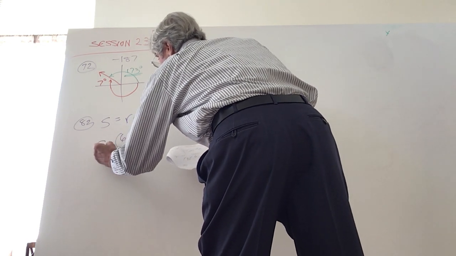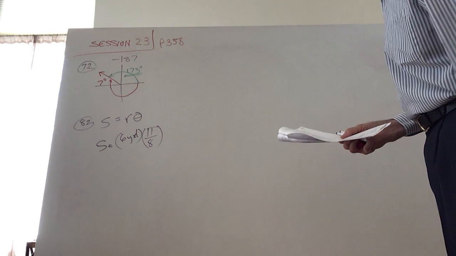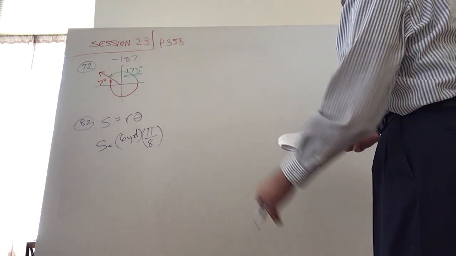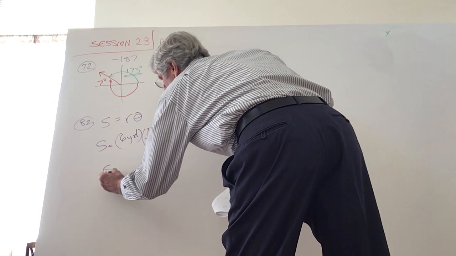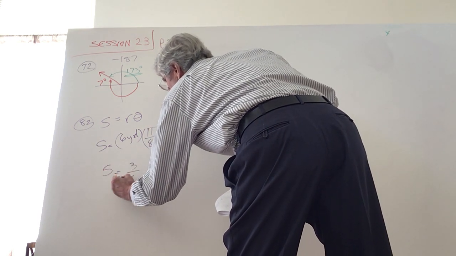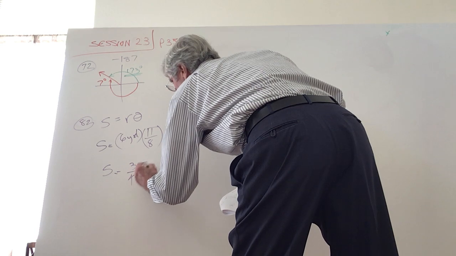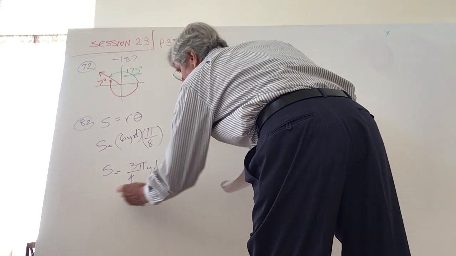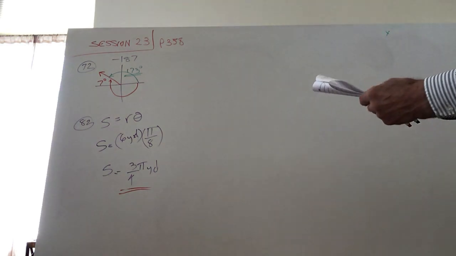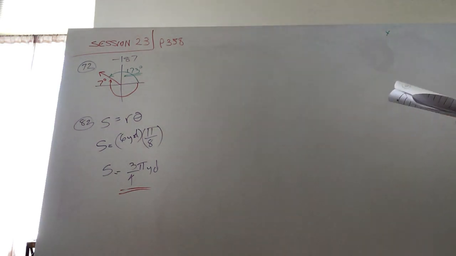And basically that's all there is to it. Just a matter of writing the formula down, inserting the data. I'd ask you probably to reduce this 6/8 to 3/4. So how about S equals 3/4 pi yards, okay? A nice answer for us for number 82, just by using the formula S equals r theta that we derived initially.